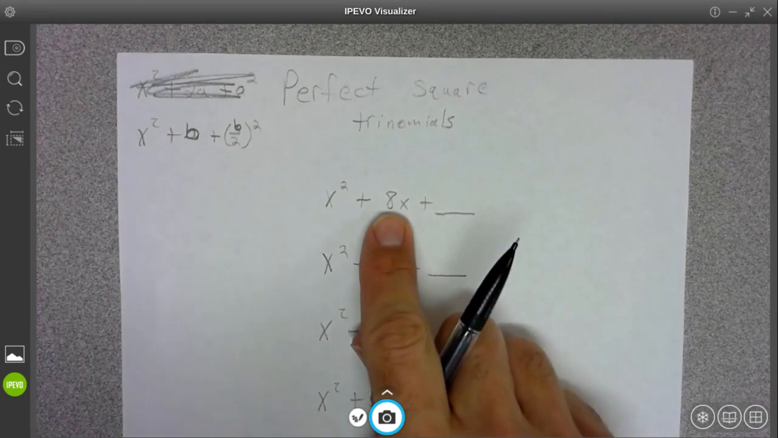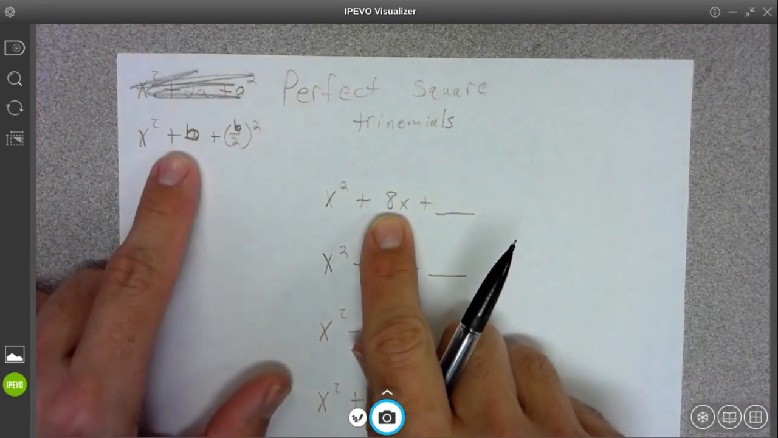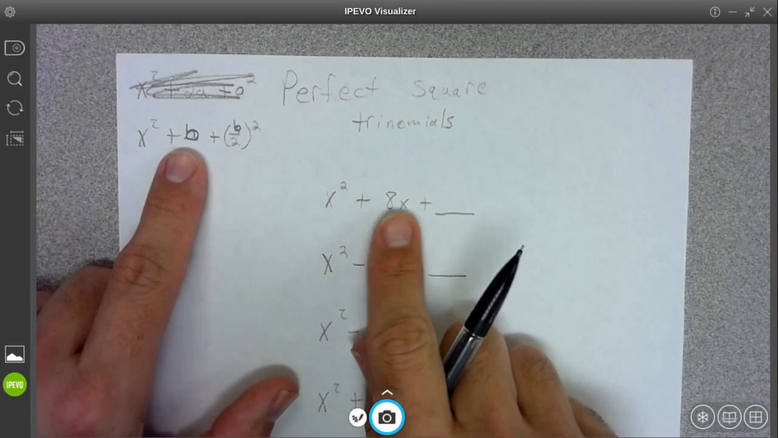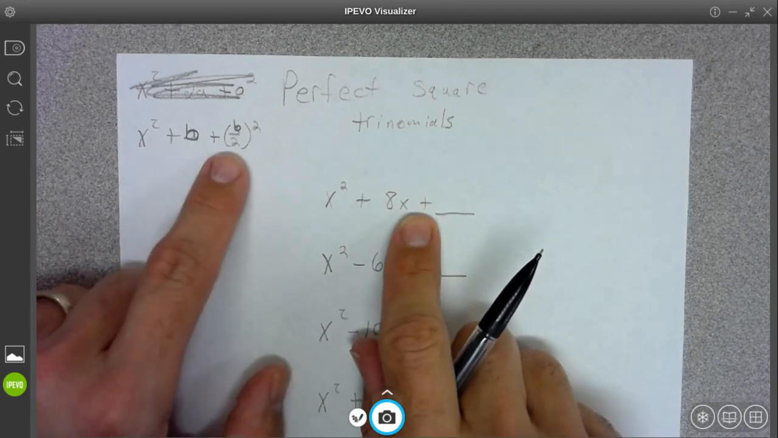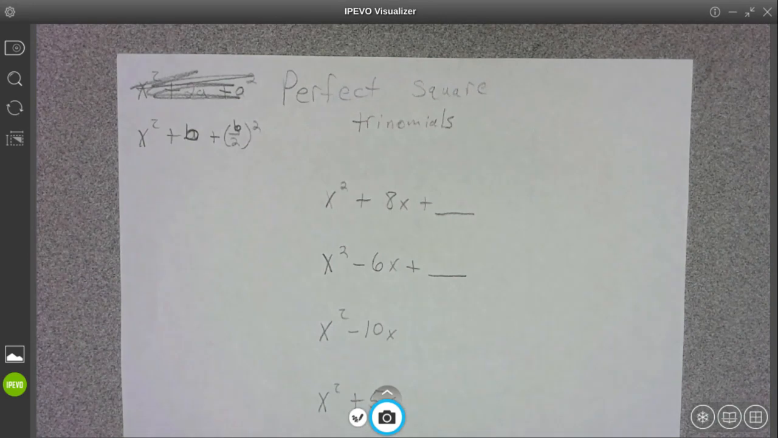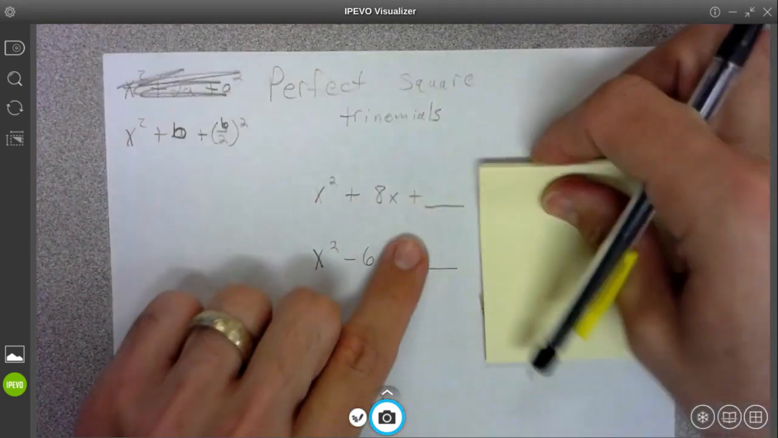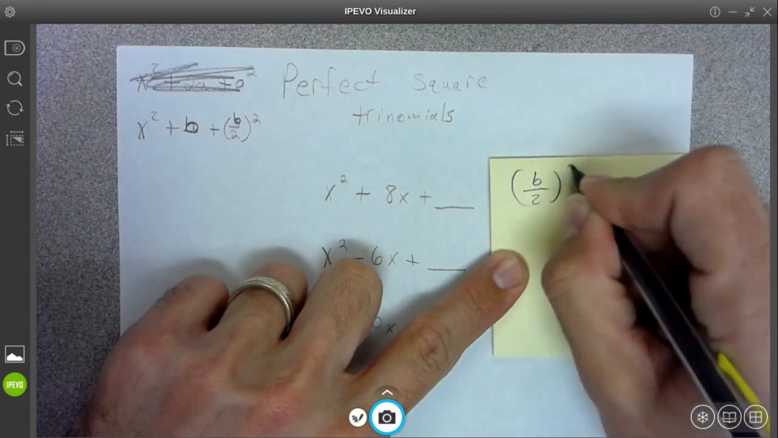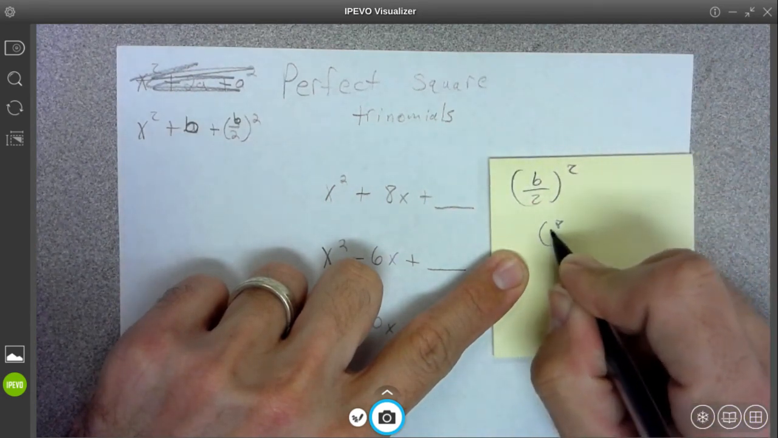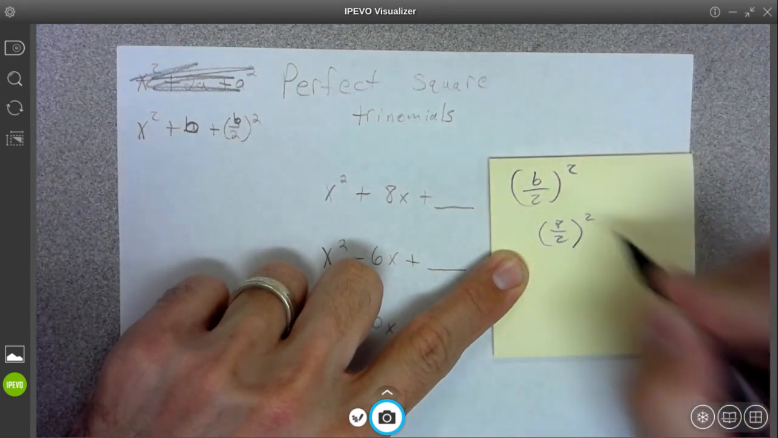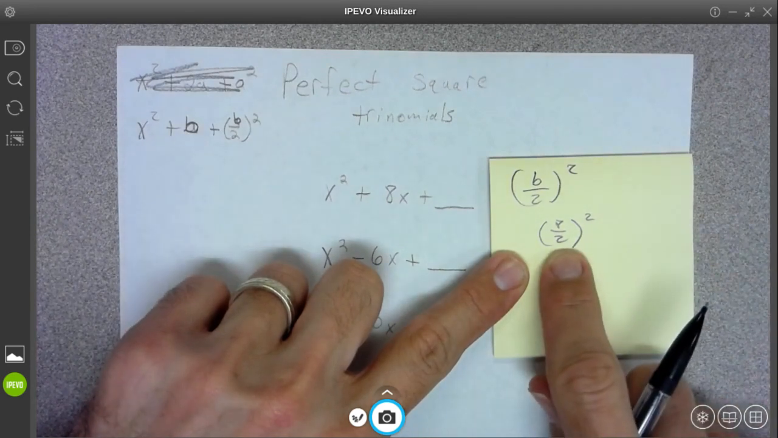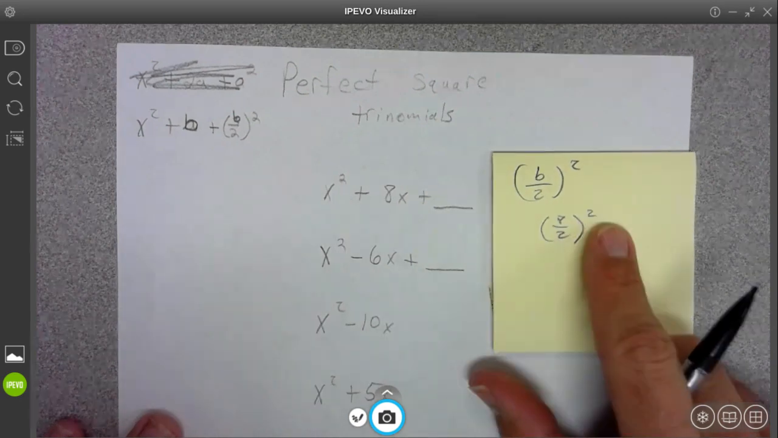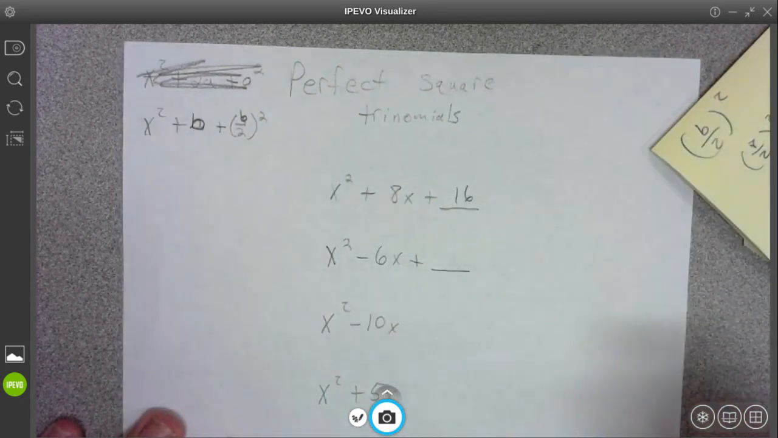All right, so the 8 is like our B. Now, what I'm going to do is add this B over 2 squared. So if 8 is my B, then this is going to be like 8 over 2 squared. So it's half of 8 and then squared. Half of 8 is 4. 4 to the second power is 16.